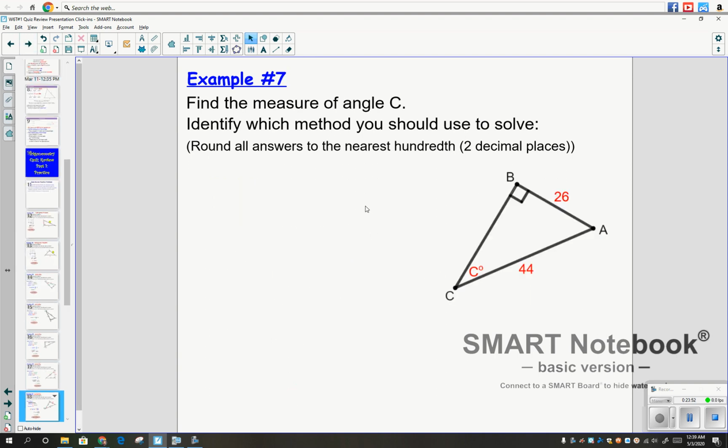Example number 7. I want to find the measure of angle C. Is it a right triangle? Yes. Can I use the Pythagorean theorem? No. Because the Pythagorean theorem is only used if I'm trying to find a side measure. Since I'm trying to find an angle, I have to go to SOHCAHTOA. So what's my reference angle? Well, the reference angle here is the angle I want to find the measure of. I want to find the measure of angle C. So C is my reference angle.